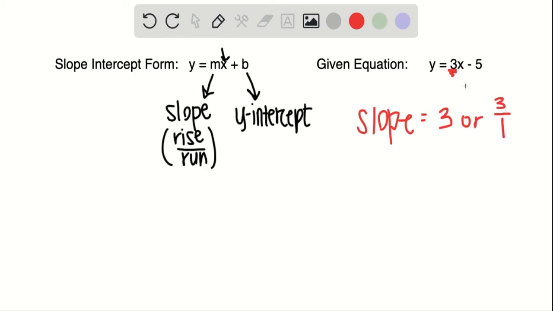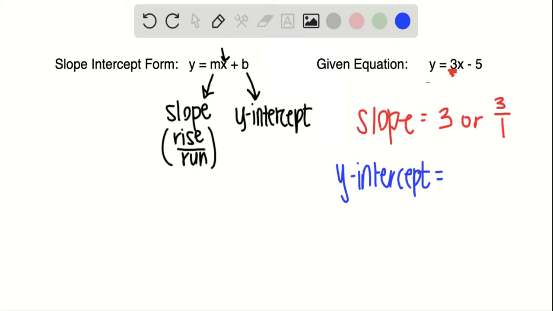Okay? The next thing we're going to talk about is the y-intercept. And again, the y-intercept is going to be the number that is a constant or by itself, just like b over here is by itself. So if you look, we have a 5, but you want to be very careful here because you notice in front of the 5, there's a minus sign.